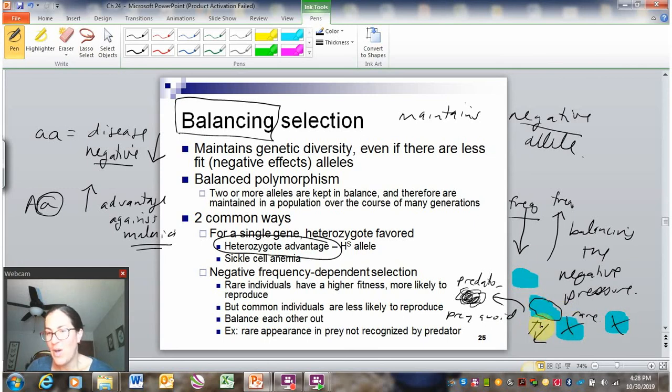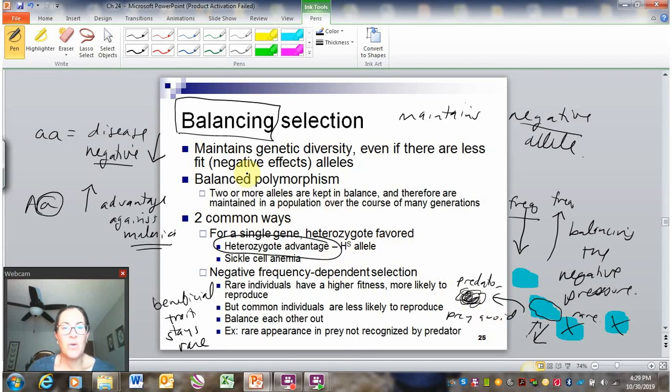And so you have a positive effect when they're rare, but if they become too common, then it pushes the frequency back down. And so again, like I said before, if you have an arrow up and an arrow down, those balance each other out. And so this beneficial trait stays rare. So again, we would expect that a beneficial trait would become more common, but in this example, the beneficial trait stays rare because it's only beneficial when it's less common.